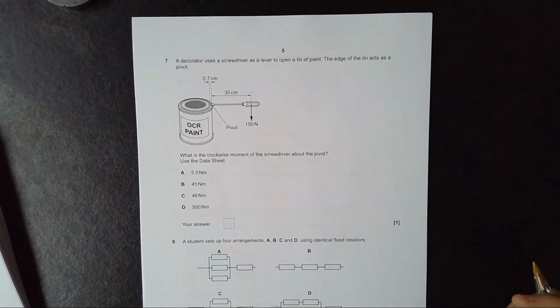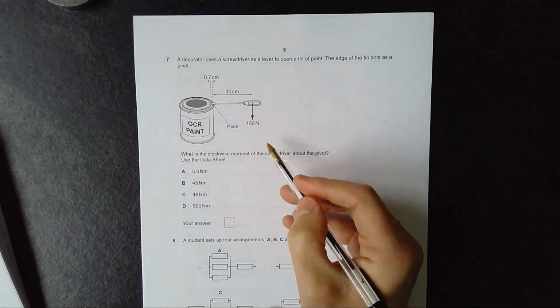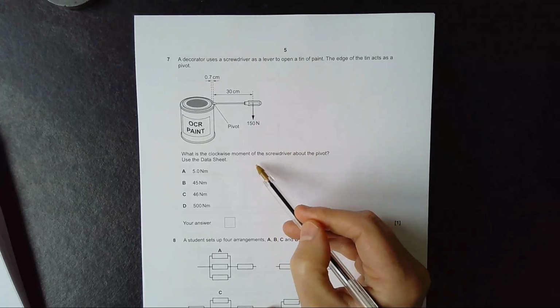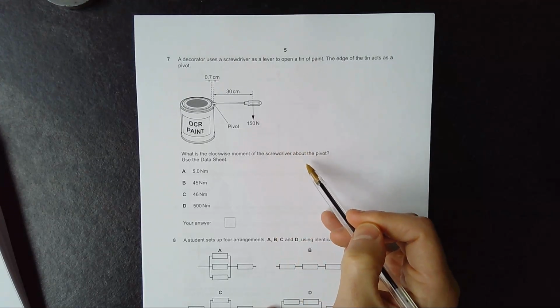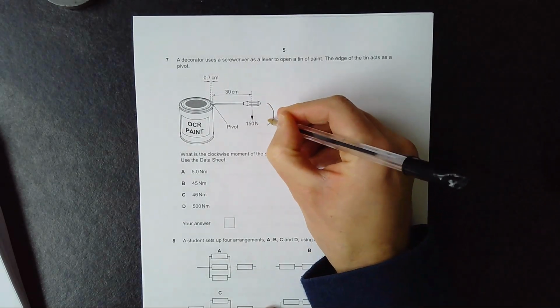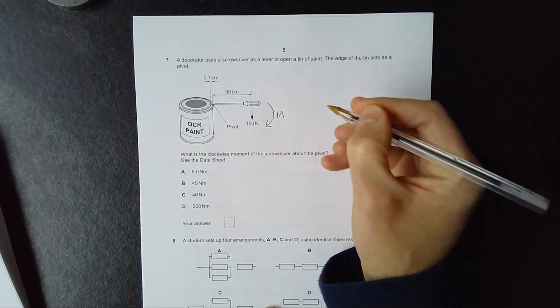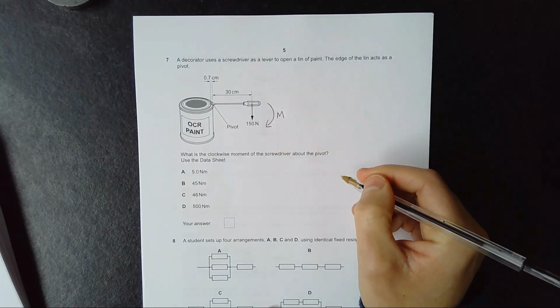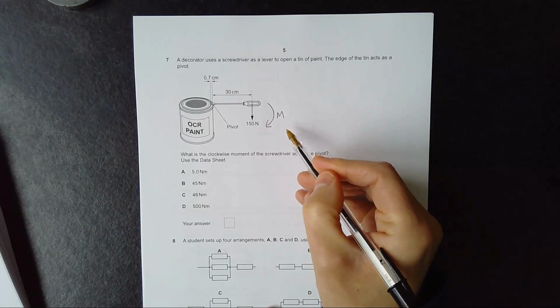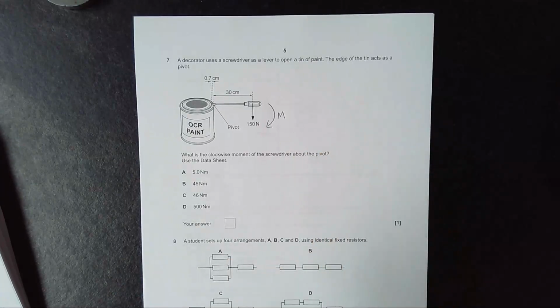This is a moments question. We've got rotational forces and a pivot. Okay, and we've been asked to calculate the clockwise moment of the screwdriver about the pivot. Okay, so the clockwise moment is that one there. I'm going to call that capital M for moment, and we've been asked to find how big the moment from that is.